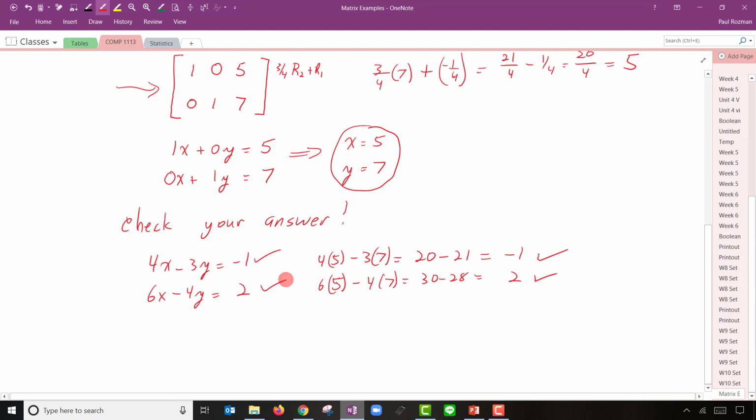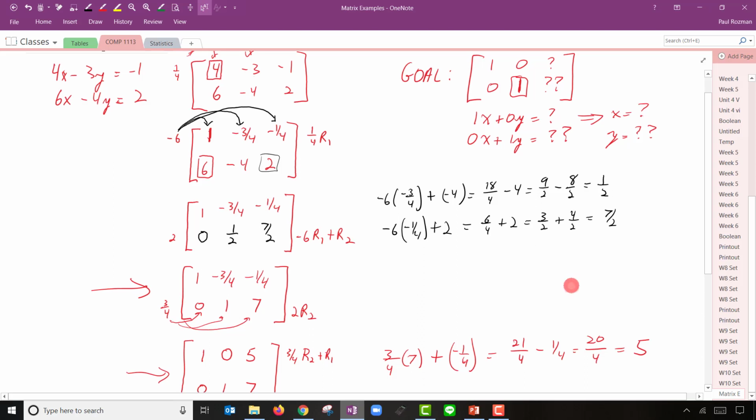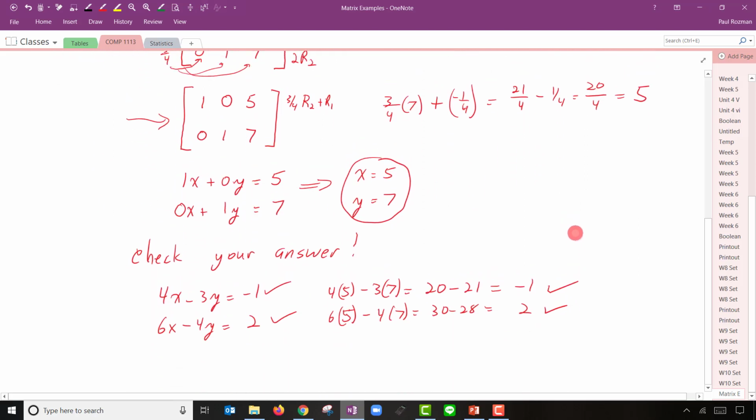So it works. You should never get one of these wrong if you have enough time, because you can always check your work. If these didn't work out, well, then go back and trace through and see if you made a mistake. I know what you're thinking right now.